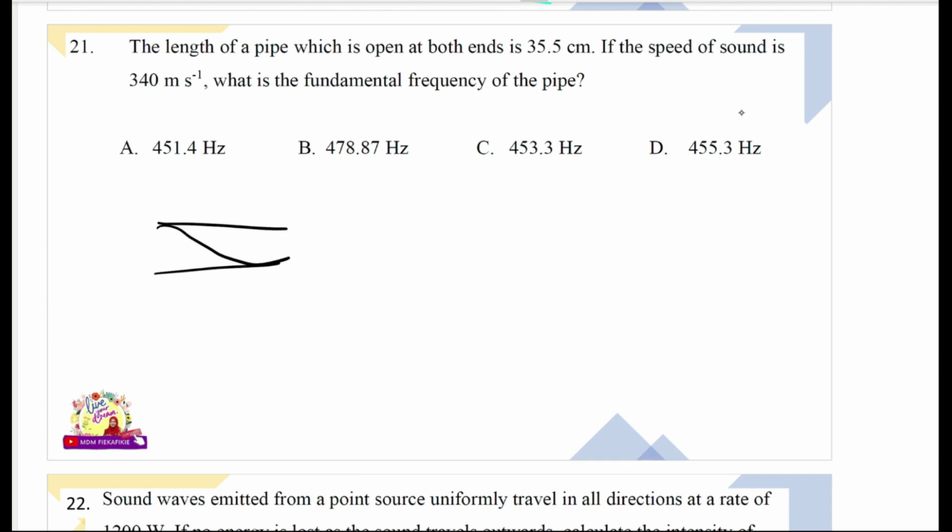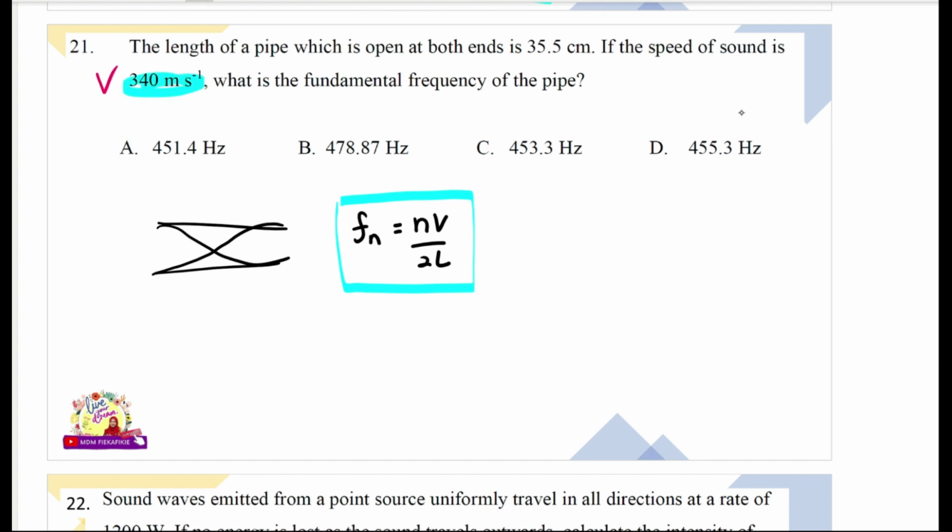So this is very simple. Kita hanya guna equation saja. So equation for Fn is equal to nV over 2L. Equation ini sama dengan string. Open pipe dengan string sama. Closed pipe saja yang nV over 4L. Okay, so V is given here and this is the length. Make sure the length you change to meter, so 0.355 meter. Okay, so we can just really substitute.